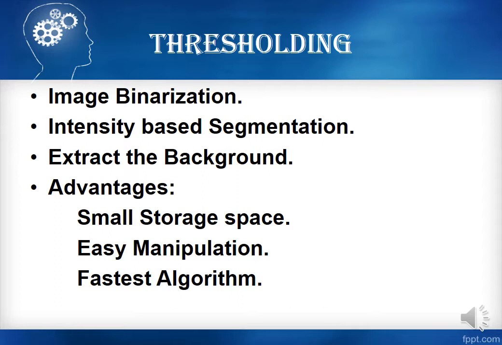This thresholding is also called intensity based segmentation, where we are fixing a threshold value. When the intensity values are below this threshold value, it will become darker, and when the intensity values are above the threshold value, it becomes brighter. So this helps to extract the region of interest from the background. It has n number of advantages such as small storage space, easy manipulation and fastest algorithm.